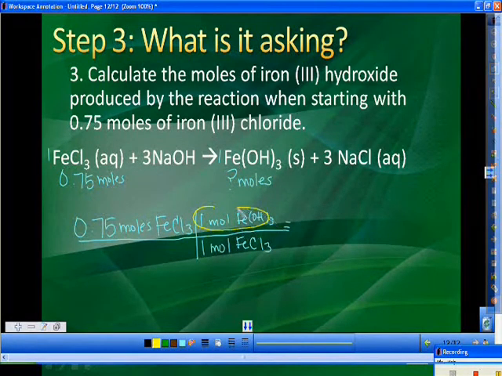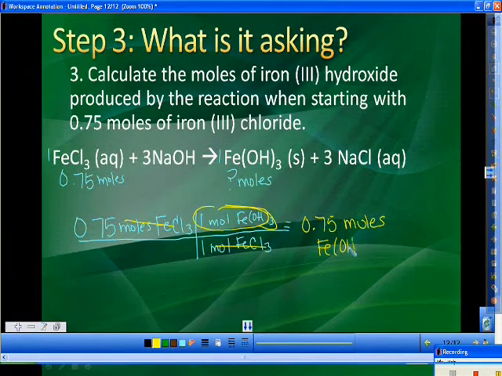We have our moles of iron 3 hydroxide, and we just have to make that calculation. So our moles of iron 3 chloride cancel out, and we are left with 0.75 moles of iron 3 hydroxide. So what we've done is we've taken the number of moles of one of our reactants, and we have found what will be produced, how many moles of iron 3 hydroxide are produced.